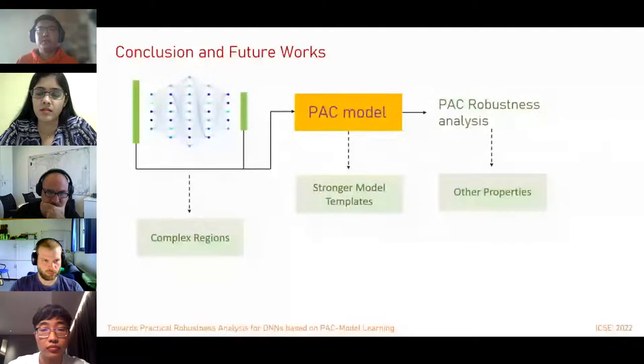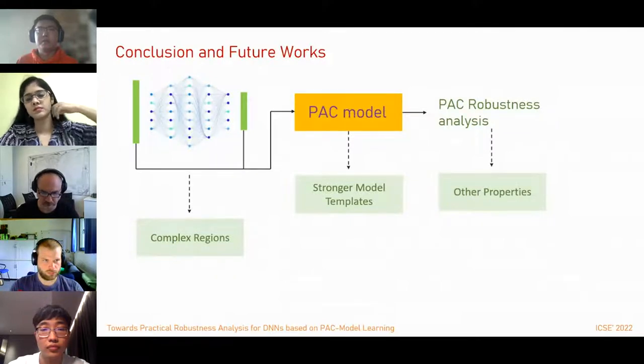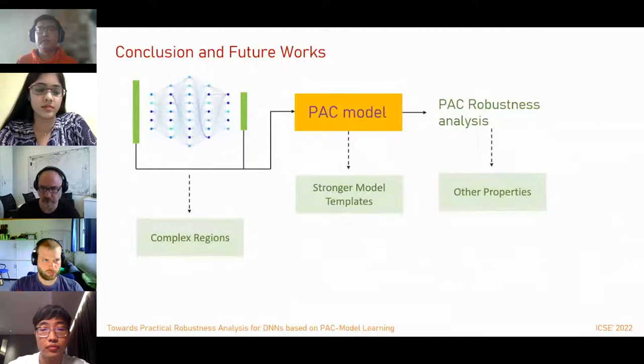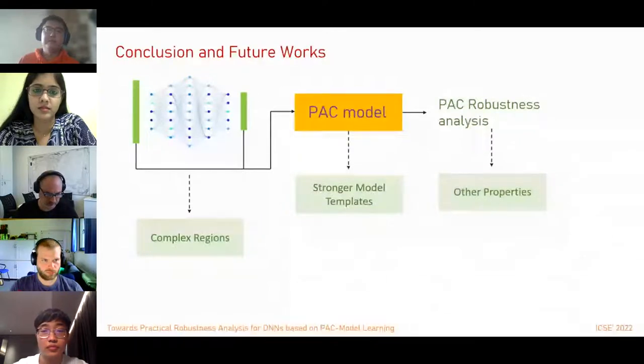In future work, we want to improve our framework in multiple aspects, considering more complex input regions, stronger surrogate model templates, and extending DPEC to other properties. For more details and results, please refer to our ICSE paper. Thank you.